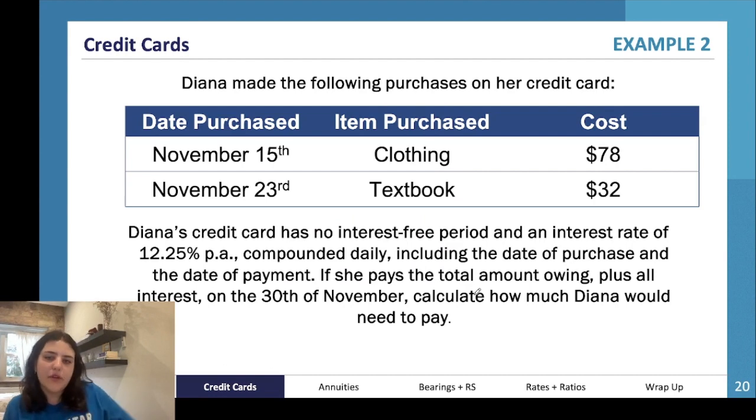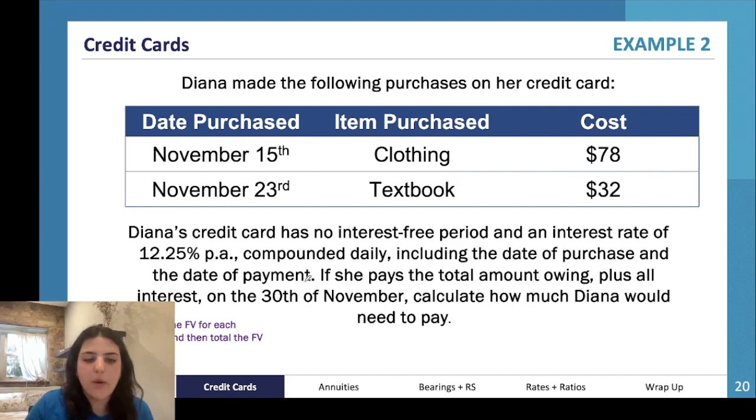Okay, Diana made the following purchases on her credit card. We have a clothing item purchased on November 15th for $78 and a textbook purchased on November 23rd for $32. Diana's credit card has no interest-free period and an interest rate of 12.25% per annum compounded daily, including the date of purchase and the date of payment. If she pays the total amount owing plus all interest on the 30th of November, calculate how much Diana would need to pay.